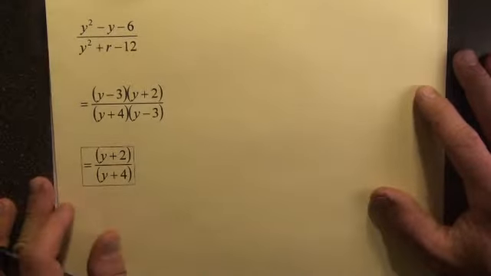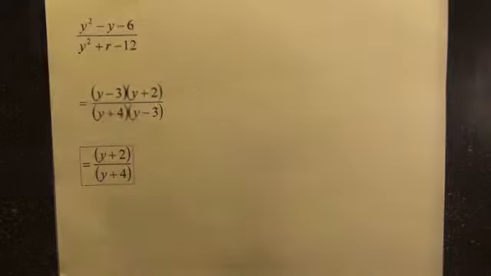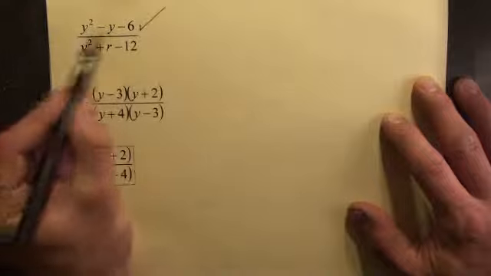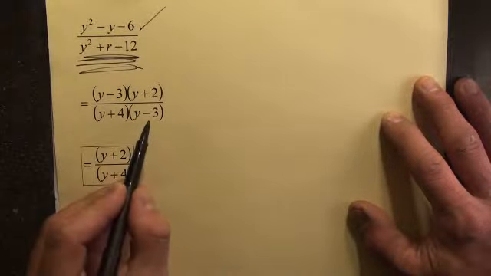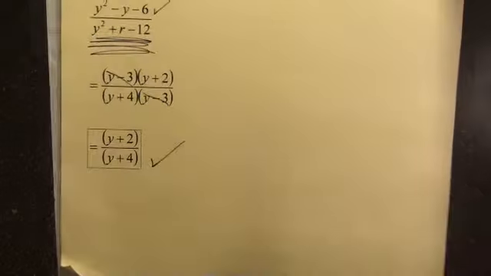Next one. Again, we're trying to rewrite the expression in lowest terms. So we're looking for common factors. In order to get common factors, we must what? Factor the trinomials. So we factor this trinomial right here, y minus 3 times y plus 2. This one's a plus 4 minus 3. The minus 3's cancel. Bam, y plus 2 over y plus 4.